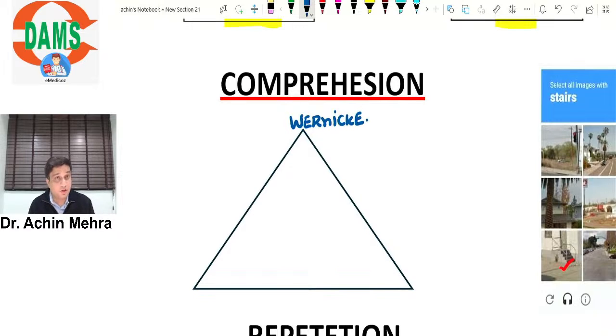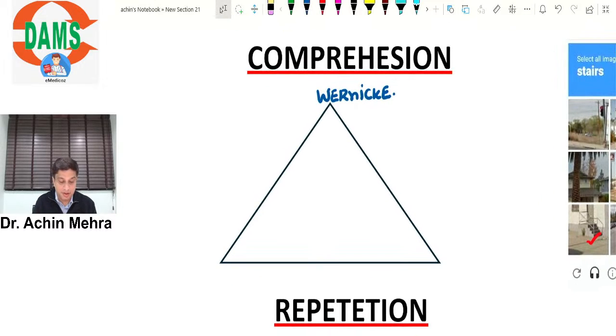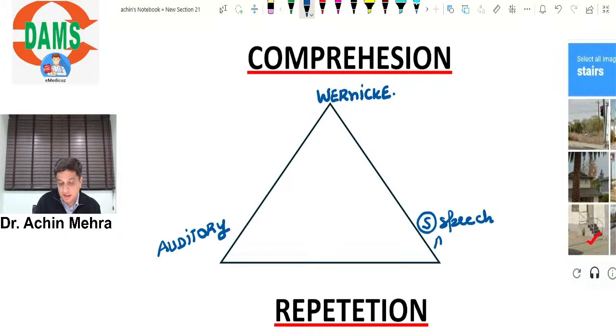Although I've given you an example through vision, most of the time comprehension happens through the auditory area. That means if I give you a command to raise your left hand, you'll listen to me, you'll understand, and you'll perform the task. But you'll only raise your left hand, not the right one. So there's another area known as the sensory speech association area that would be connected to it to make you understand the command properly.